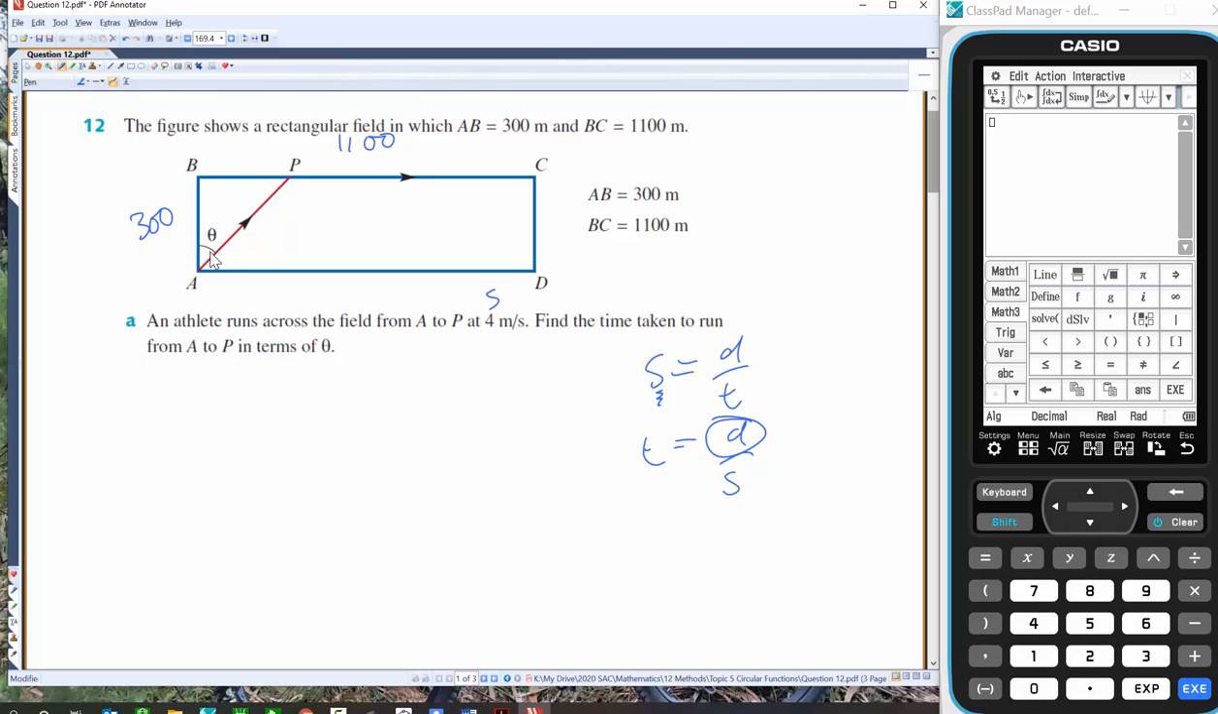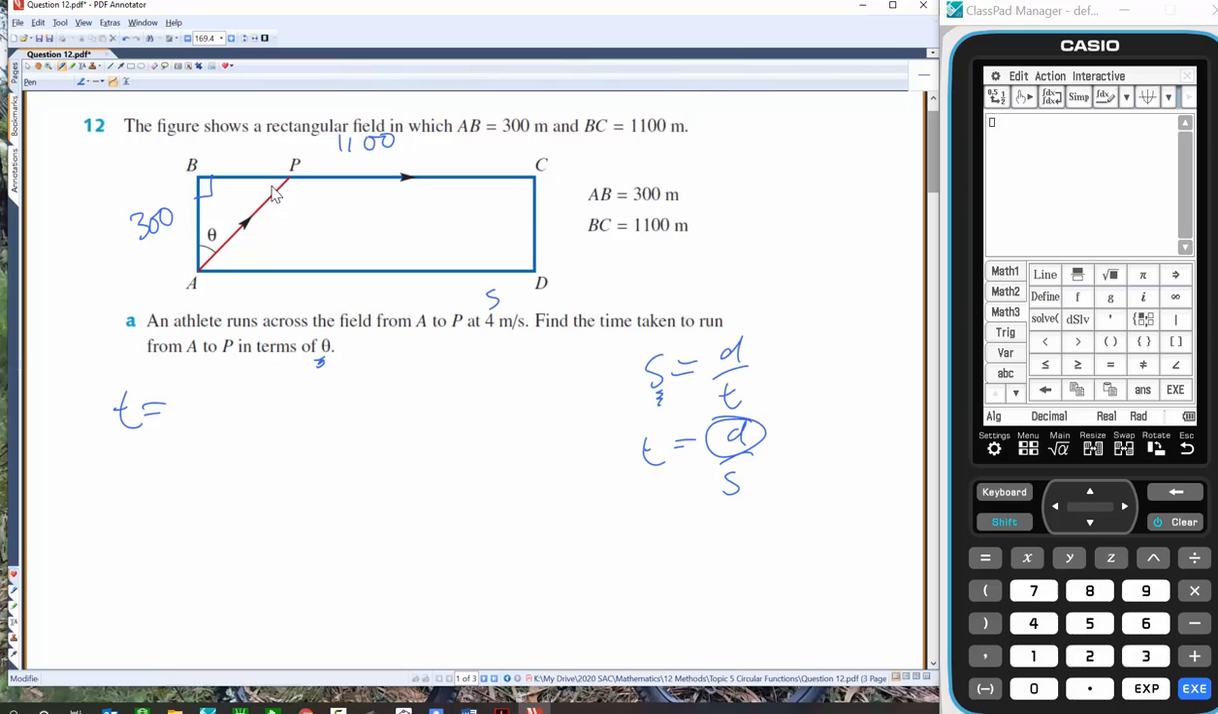So the distance is the length of this line here, AP, and we want that in terms of theta. So we're allowed to have an unknown in this distance. It's not like we're going to get out, oh, the distance is 15 or something like that. It's going to depend on the angle, obviously. So let's get stuck into it and go time is equal to the distance.